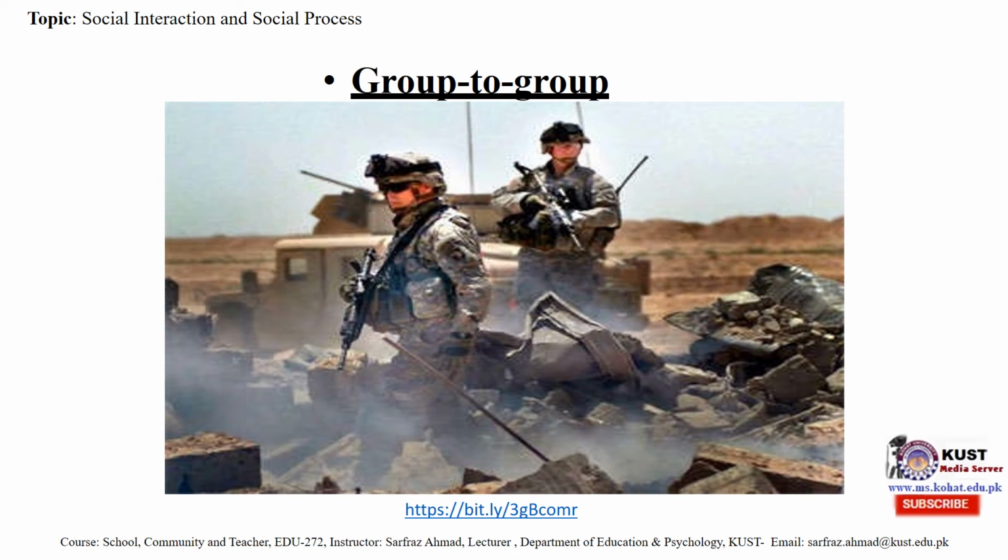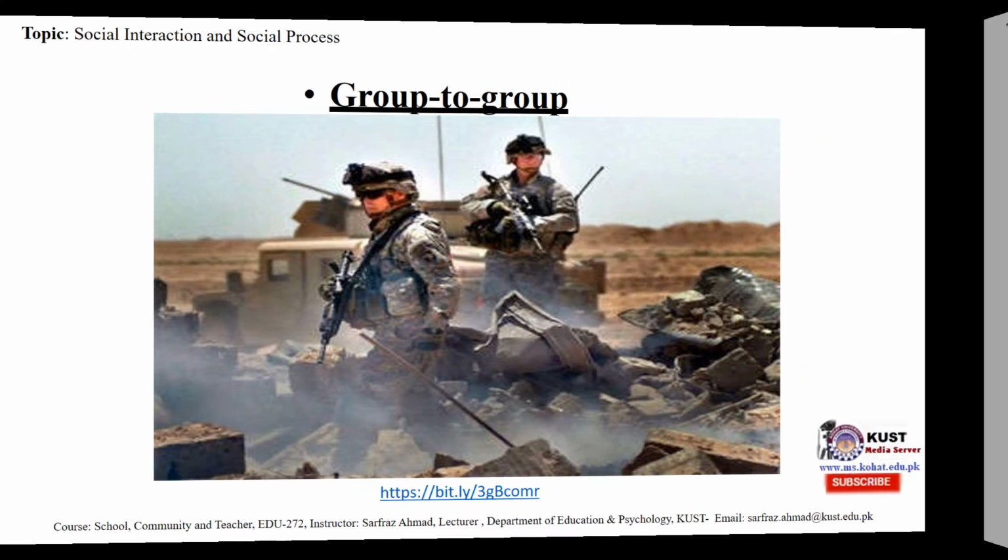Also, in any war, we observe that a war happens between two groups. Like if there is a war between India and Pakistan, there are two groups. So this is one of the forms of social interaction.